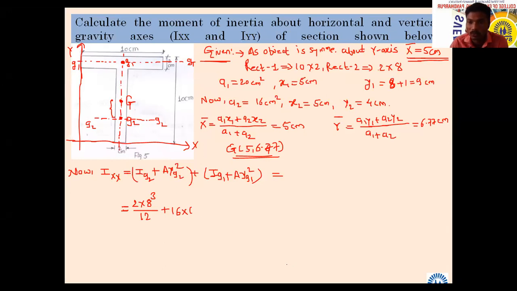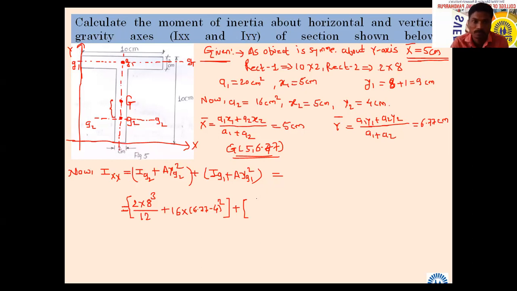Y coordinate, distance between y coordinate किती होते? 6.77 minus 4, and that is for that also square. So this one is this. Plus this one is for one rectangle, another. आता काय येईल? Now rectangle 1, rectangle 2 over.